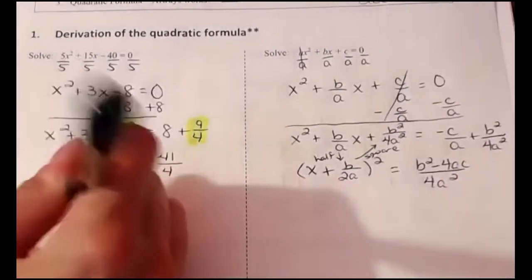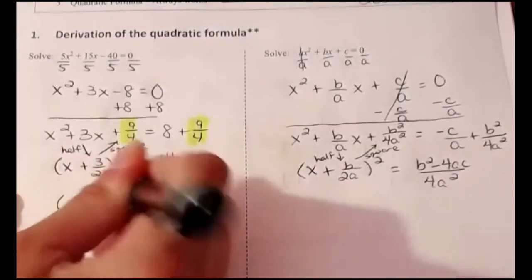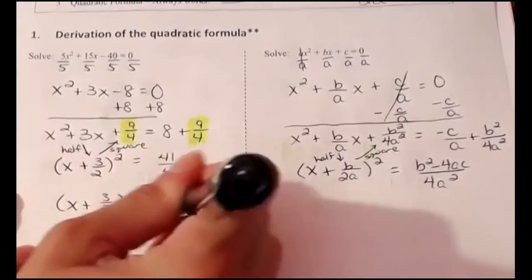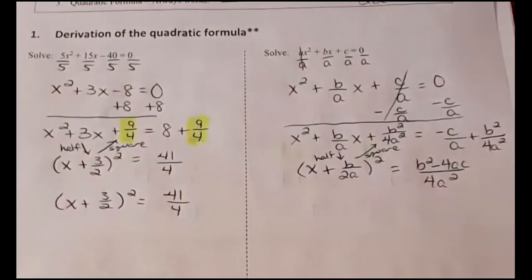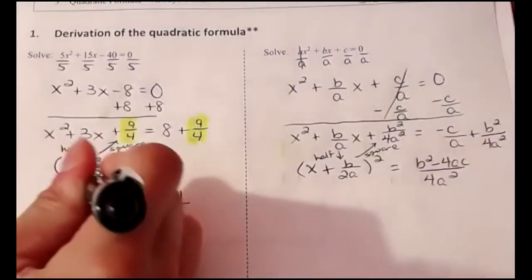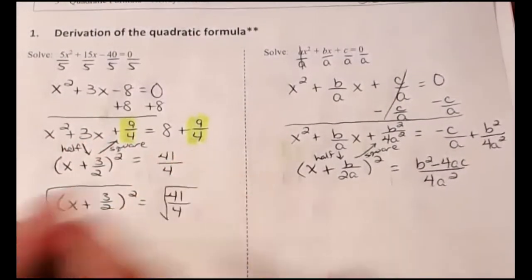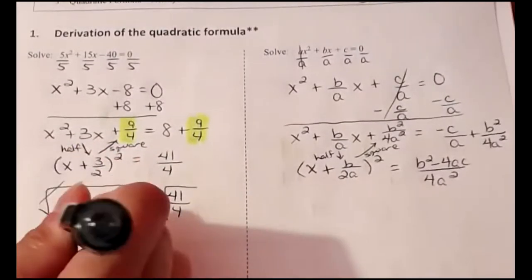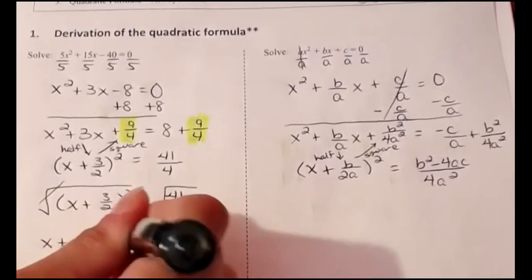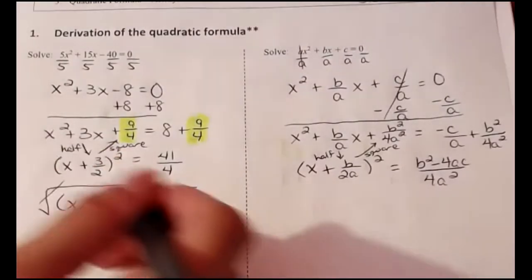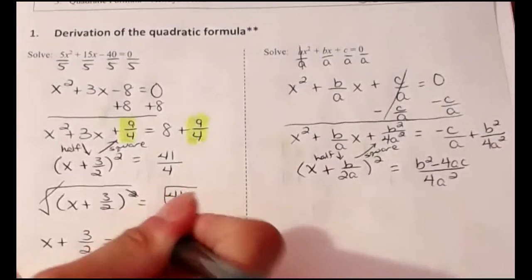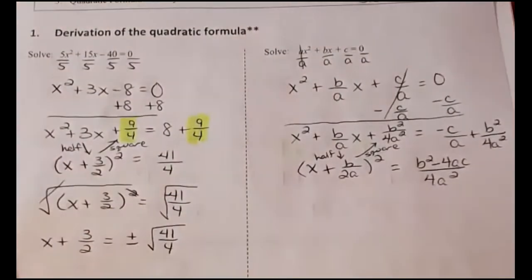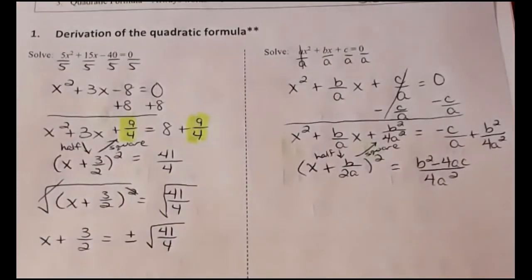Now, since I have x plus 3 over 2 squared, and that's equal to 41 over 4, I'm now ready to take the square root of both sides. So let's go ahead and take the square root of the left and take the square root of the right. Notice those cancel, leaves us with x plus 3 over 2 is equal to positive or negative square root of 41 over 4. We're going to do the same exact thing on the right.